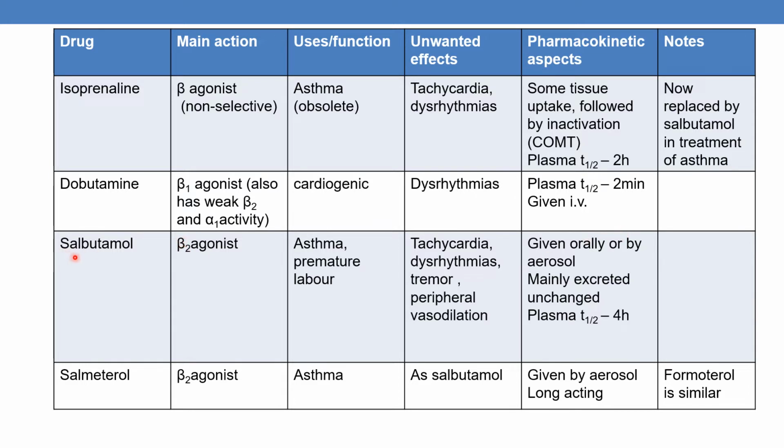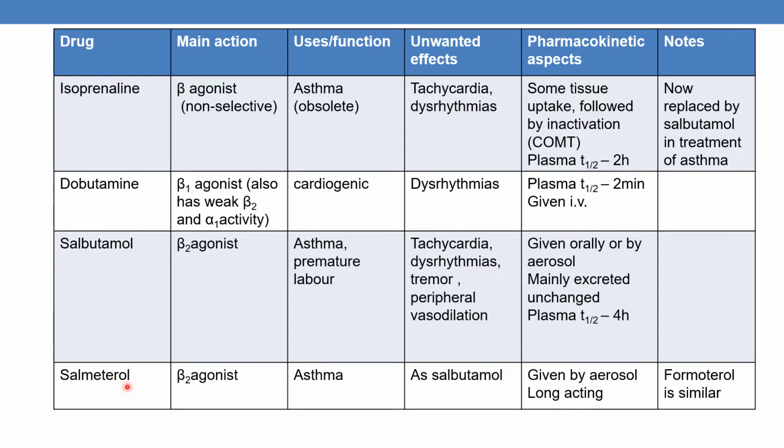The next drug is salbutamol. It is a beta-2 agonist. Dobutamine is beta-1 whereas salbutamol is a beta-2 agonist. It is used to treat asthma and premature labor. Unwanted effects are tachycardia, dysrhythmias, tremor, peripheral vasodilation. Pharmacokinetic aspects are it is given orally or by aerosol, mainly excreted unchanged. Plasma half-life is 4 hours.